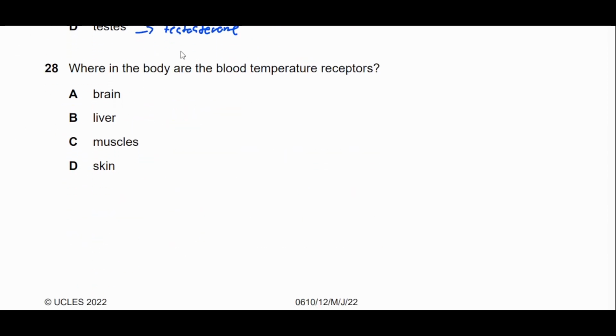Where in the body are the blood temperature receptors? Answer is the brain. So the blood will go to the brain. The brain will detect the temperature of the blood, and then by homeostasis, it will record, and it will give negative feedback to decrease the temperature of the blood if it's high, or increase the temperature of the blood if it's low.